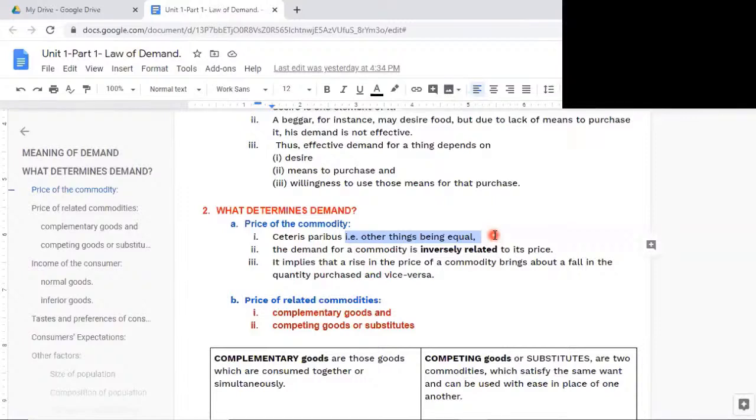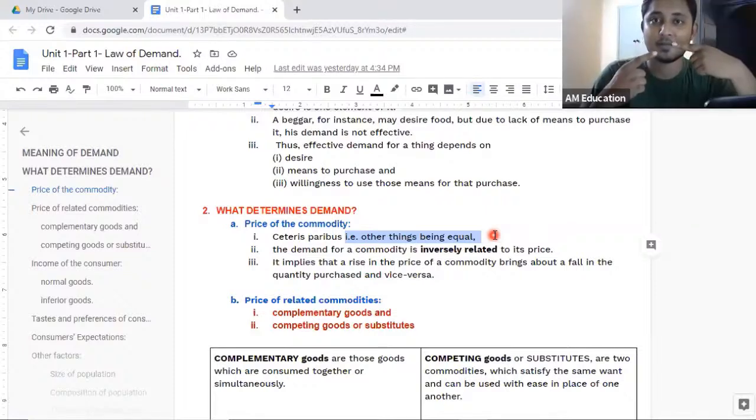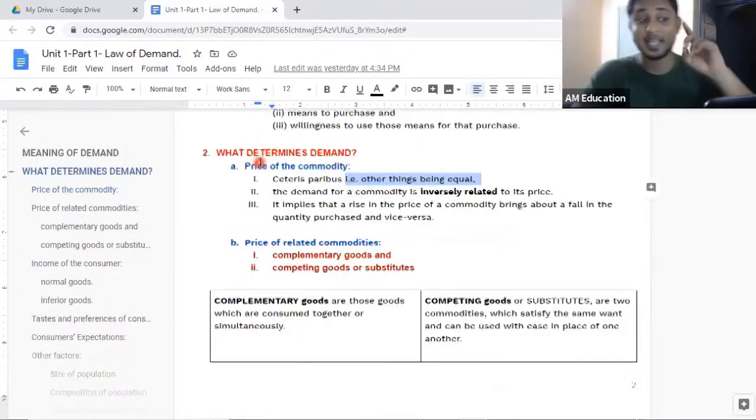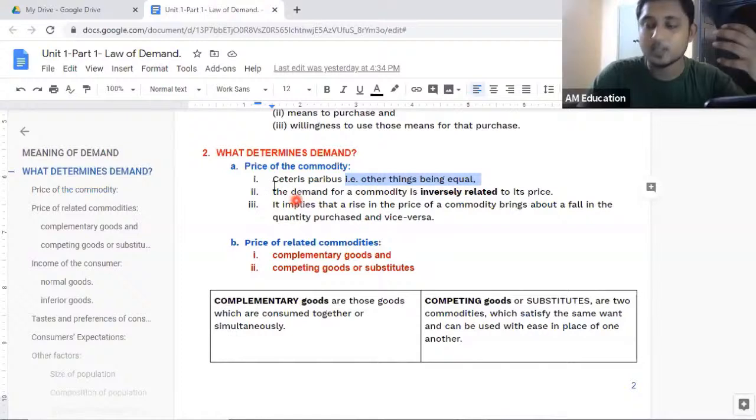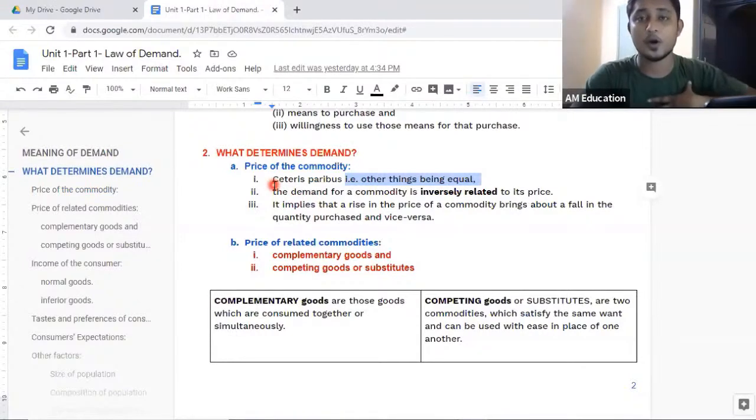Increase. So there are only two things now. The price of the product and the quantity purchased of that product. Right? Now, the price is the first thing that determines any product's or service's demand. The first thing is the price of the own product.